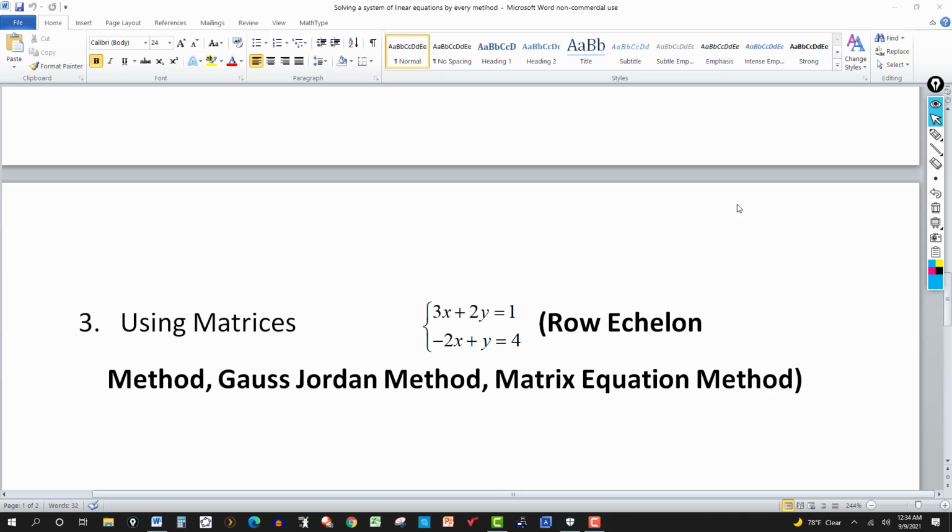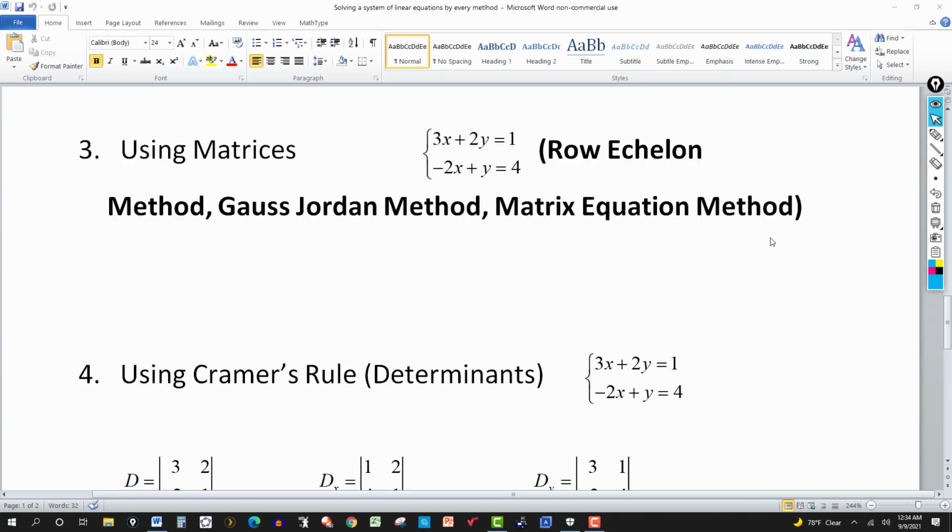The next one, using matrices. So here I'm assuming that you know what a matrix is, but a matrix is just a collection of numbers arranged in m rows and n columns. So it says row echelon method, the Gauss-Jordan method, matrix equation method. So there's a bunch of methods using matrices.